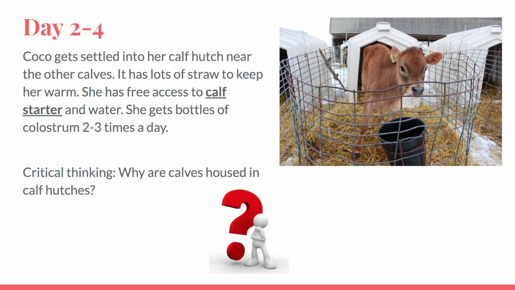So, day 2 to 4, guys. Coco's now in a calf hutch getting settled. It has lots of straw to help keep her warm. She has free access to calf starter and water. And she's going to be getting bottles of colostrum 2 to 3 times a day. So you guys can see they have these little calf hutches that we keep the calves in. Why do we house those calves in those calf hutches? Take a minute. Think about it.